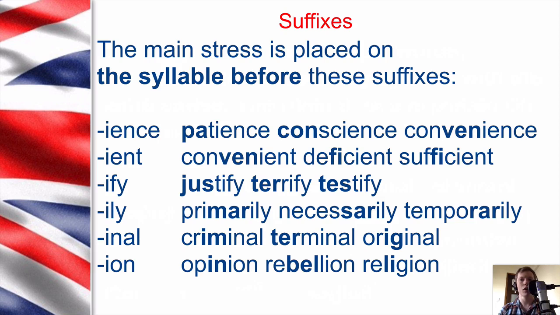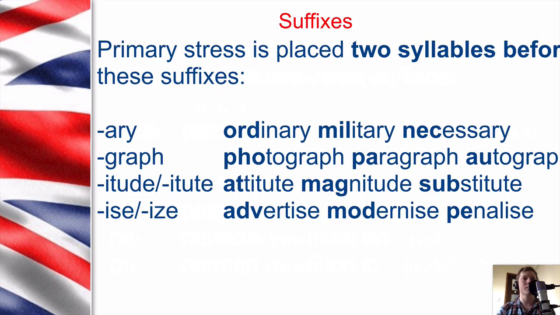So this is a general rule that you can remember. In the next set of words that we're going to practice, the stress is placed on two syllables before the suffix comes. For example, ordinary. It wouldn't be ordinary or ordinary. Ordinary. So let's practice some more examples.